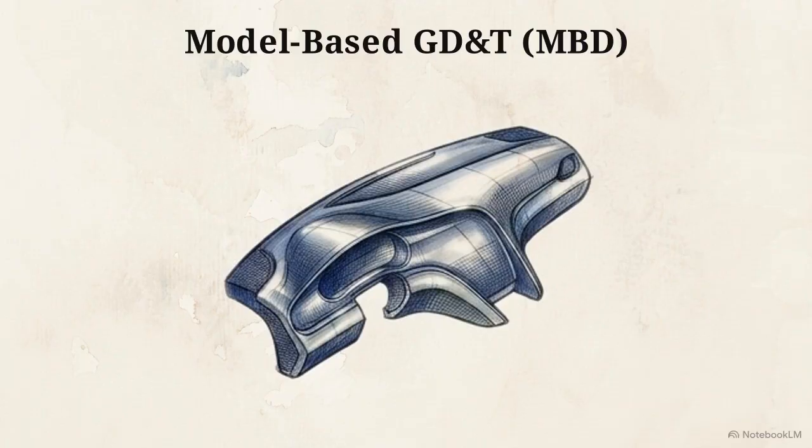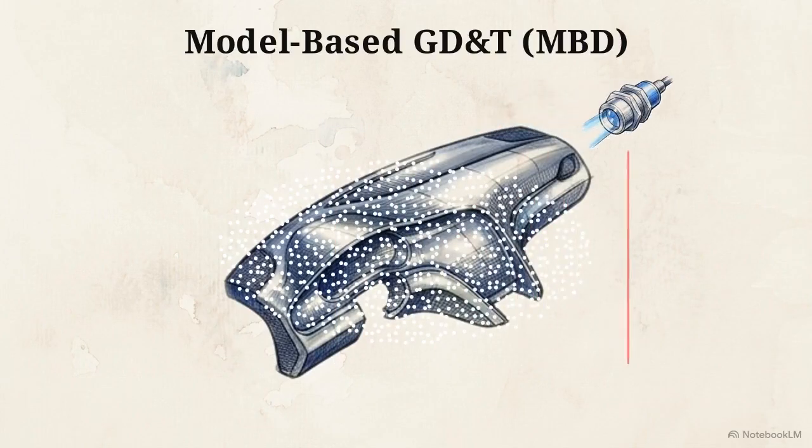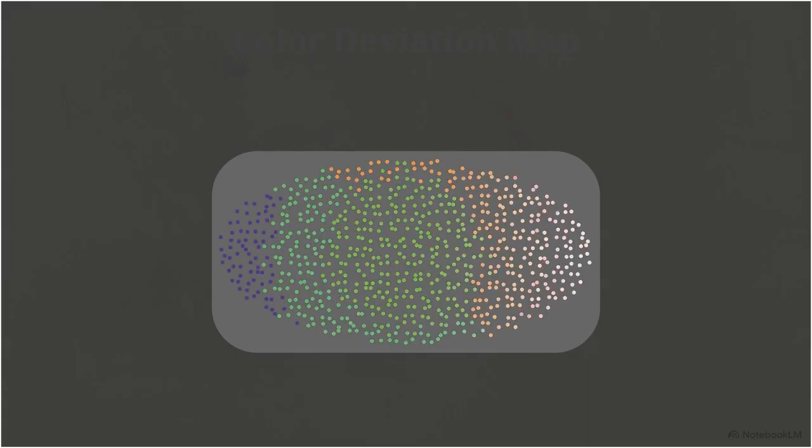In a modern inspection environment, verifying this geometry relies on model-based GD&T. Quality control teams use optical laser scanners to generate a point cloud of the manufactured part. The software then aligns that physical scan directly against the true profile of the original CAD model, generating a color deviation map to show exactly where the surface passes or fails.